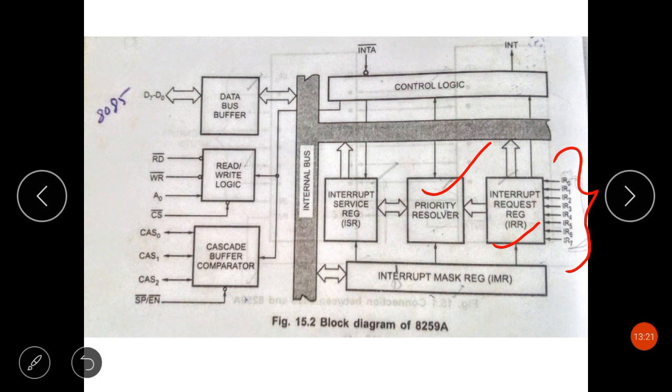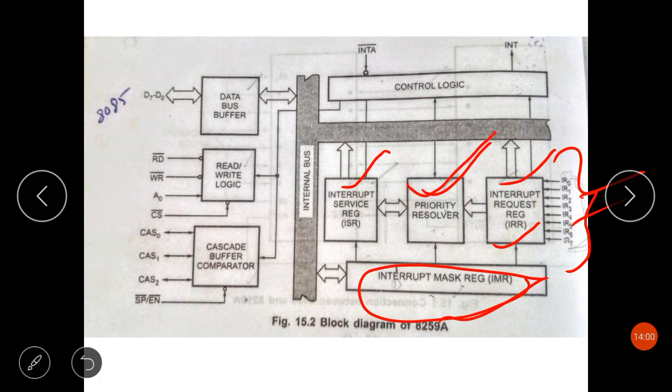The priority resolver will decide which of these 8 gets serviced first, by observing the interrupt service register, the interrupt request register, and the interrupt mask register. Suppose, for example, interrupt requests are coming to the inputs IR3 and IR4, and IR3 has higher priority than IR4. What will happen? And if IR3 is masked in the interrupt mask register, then what will happen?